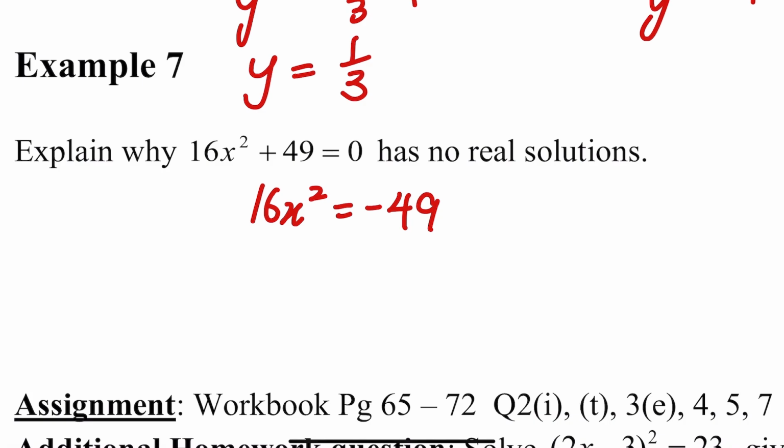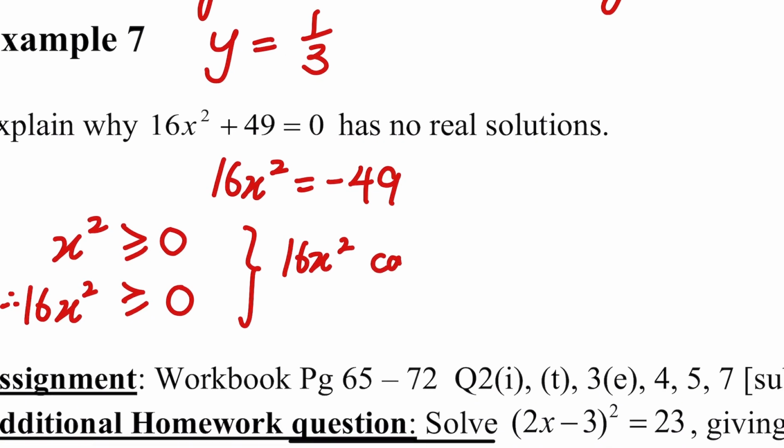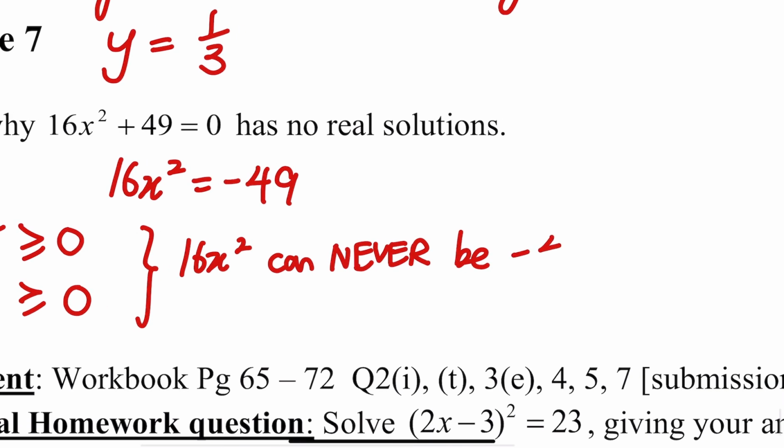I know that just from what I went through earlier, x squared, no matter what your x number is, is always greater than or equal to 0. And therefore, this means that 16x squared is always greater than or equal to 0 if I multiply by 16 to both sides of the inequality. So over here, can 16x squared ever be negative 49? I hope I see that it cannot be. 16x squared can never be negative 49.